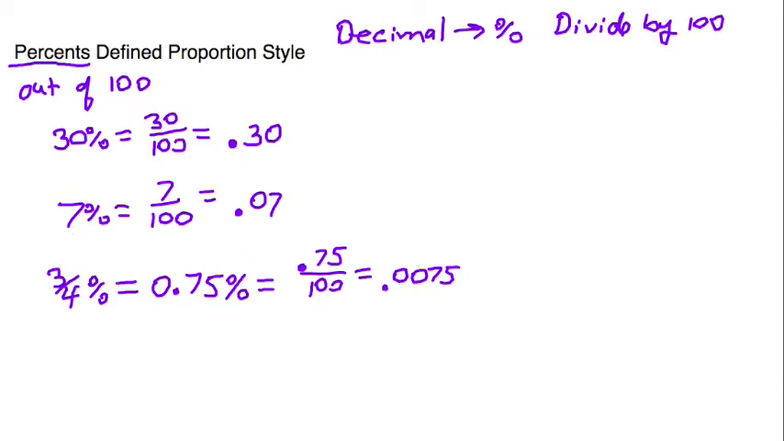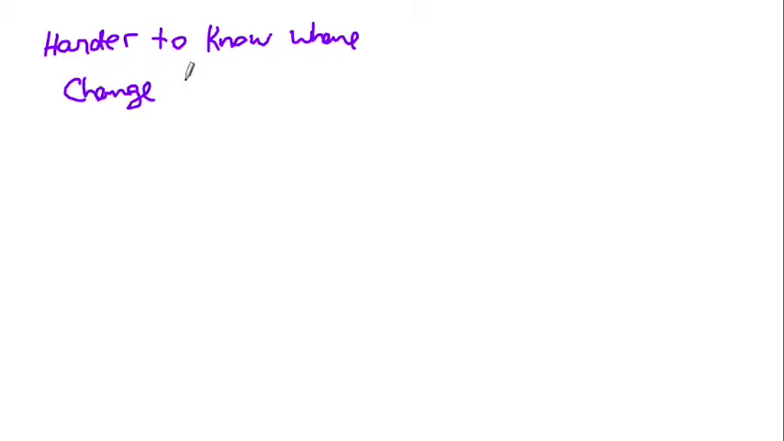Okay, let me add a page in here. So let's say we're going to go the other direction, and this is generally harder. Why? Because it's harder to know when. And here we're talking about changing a decimal into a percent. Not all decimals are percents, so we have to be really cautious with this second conversion.